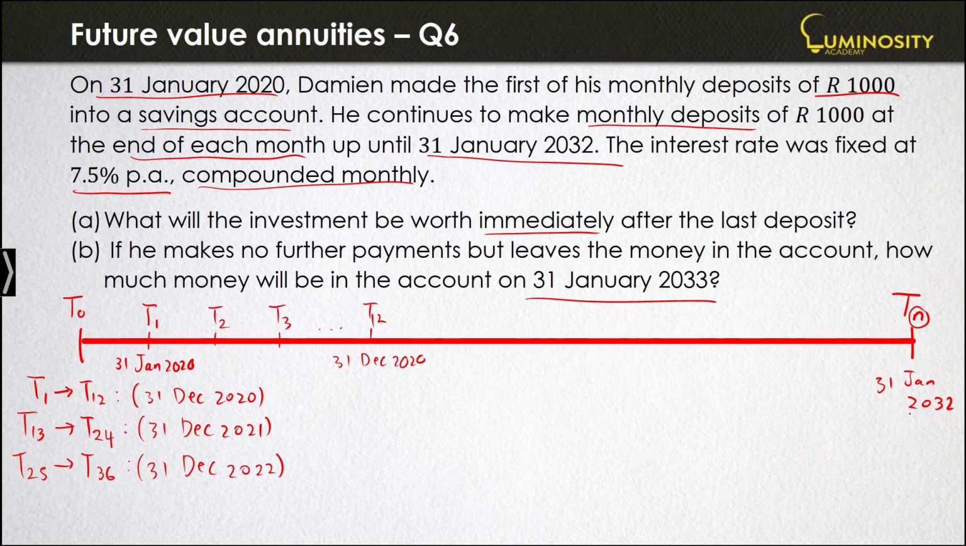We essentially are interested in the 31st of January 2032. So we want to figure out where 31 December 2031 is going to be. I want to figure out what that number is going to be, because then I'm just going to add one more month to get to the 31st of January 2032. So look at the logic there. You can see it's going to take 12 payments to get to the end of 2020, then another 12 to get to 2021, then 2022.